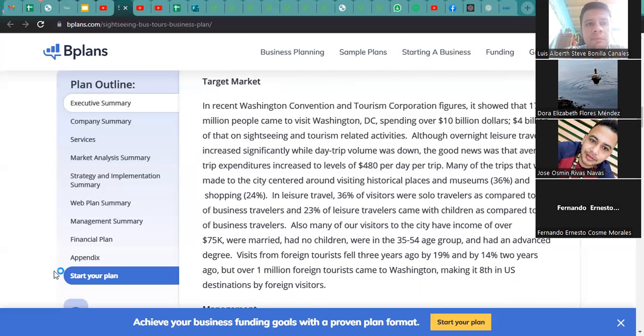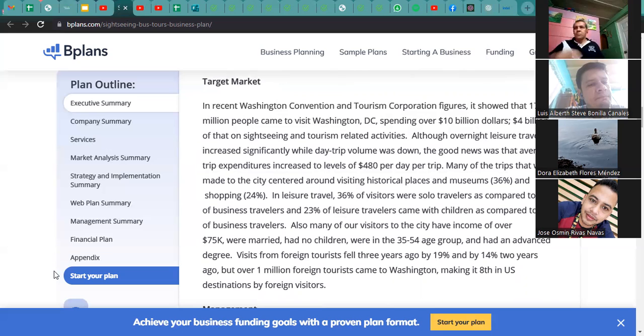Target market. In recent Washington Convention and Tourism Corporation figures, it showed that 17.6 million people came to visit Washington, D.C., spending over $10 billion. $4 billion of that was on sightseeing and tourism-related activities. Although overnight leisure travel increased significantly while day trip volume was down. The good news was the average trip expenditures increased to levels of $480 per day per trip.